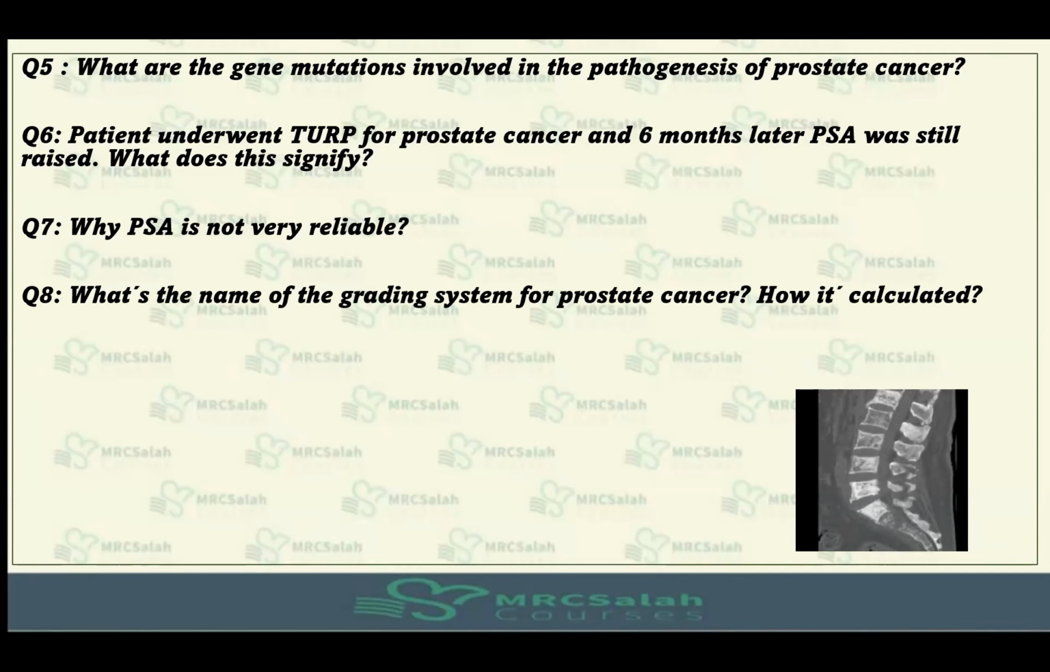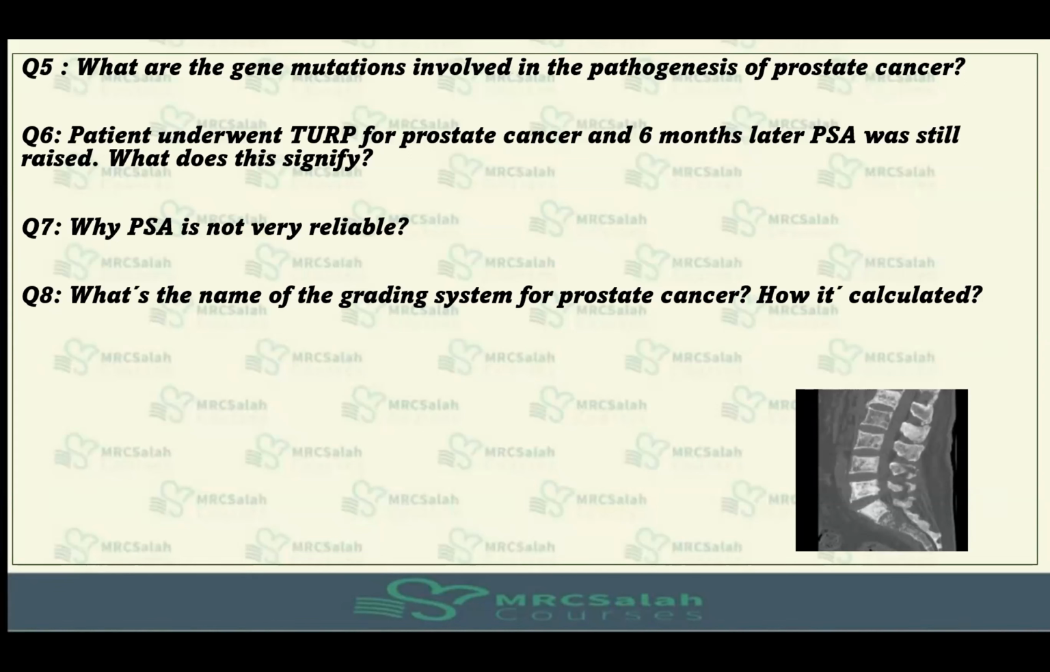Great. So, Ahmed, do you know the Gleason system? The Gleason system is a score for grading of prostate cancer, depending on the architecture of the prostatic tissue. We take the first predominant glandular pattern and the second predominant glandular pattern, and we add them together to form the Gleason sum.